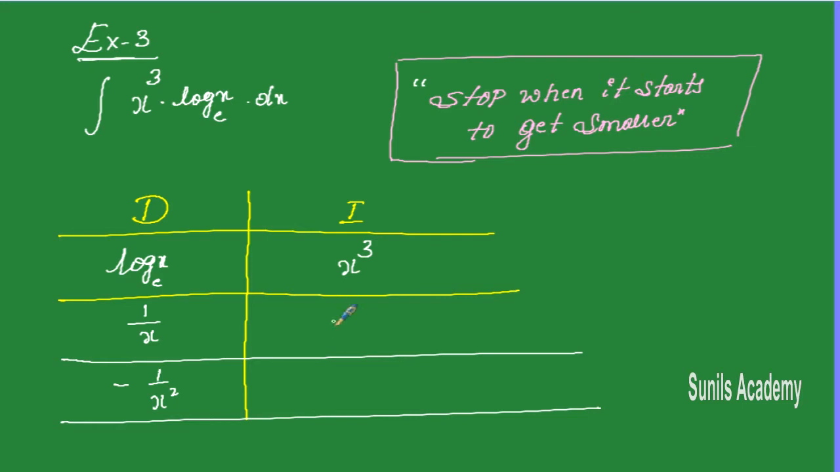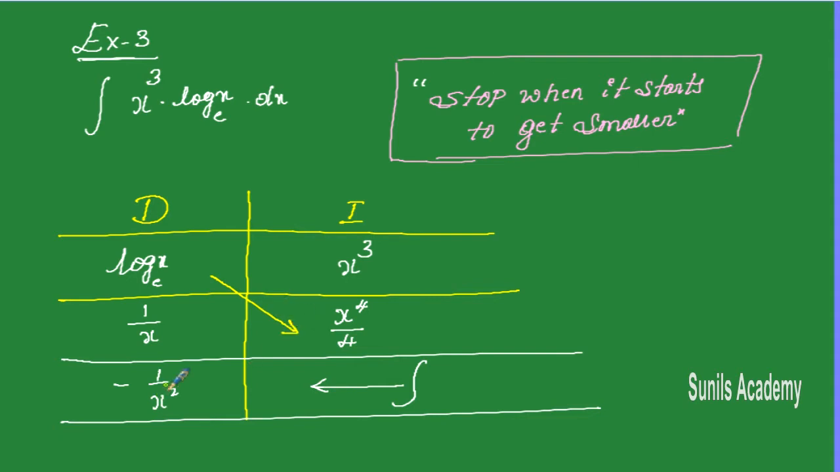So what we have, that is x to the power of 4 divided by 4. Again differentiate x to the power of 4, it is smaller. No, you stop it now. So we have to integrate backwards. Then what we have to do, we have to consider the diagonals.